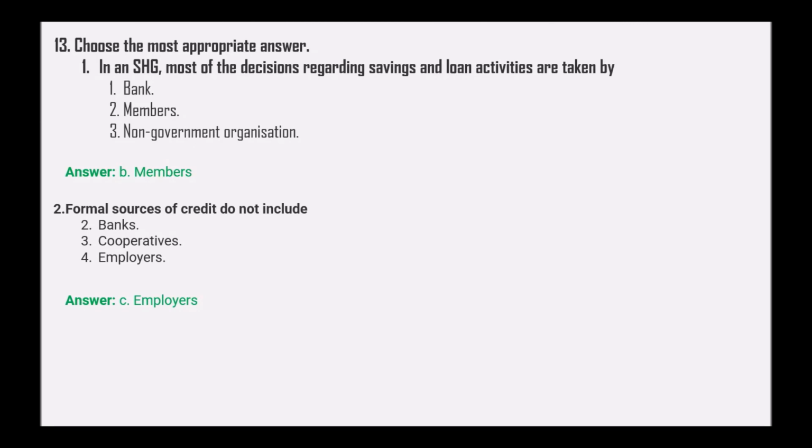Next, choose the most appropriate answer. In an SHG, that is self-help group, most of the decisions regarding savings and loan activities are taken by the members. Formal sources of credit do not include employers.